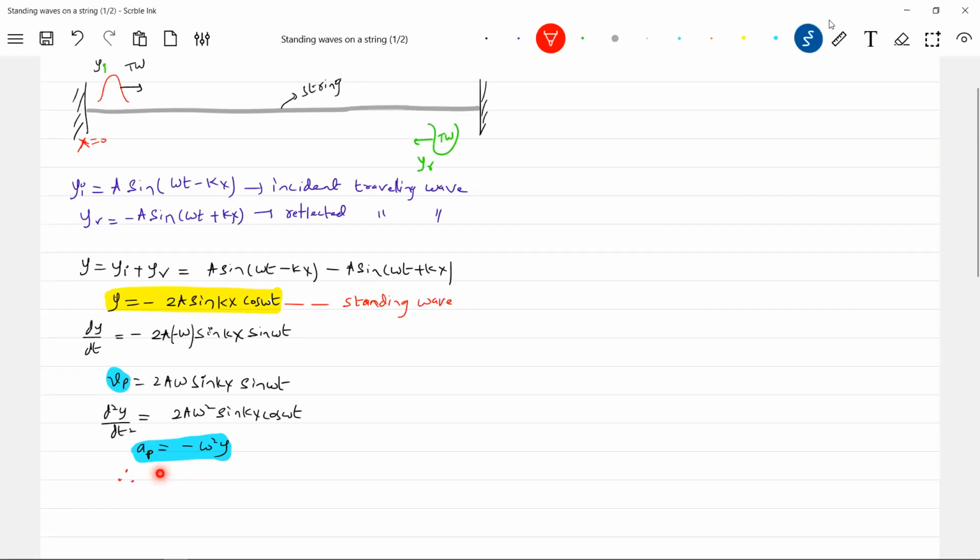Therefore, the points on a rope execute SHM. Rope or a string. So how can I say? Because I do have the equation. This equation is what is speaking: the points on a rope execute SHM.